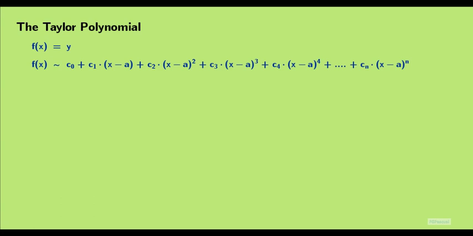Since this is only an approximation, there is an error that we have to account for in order for this equation to be a true equation. This polynomial is generated around the point at x equals a, and so we will refer to x equals a as the center of the approximation.